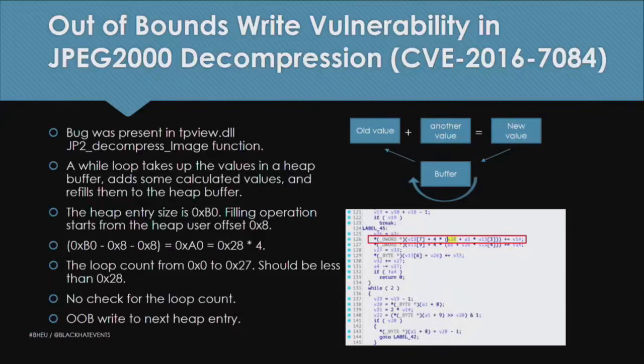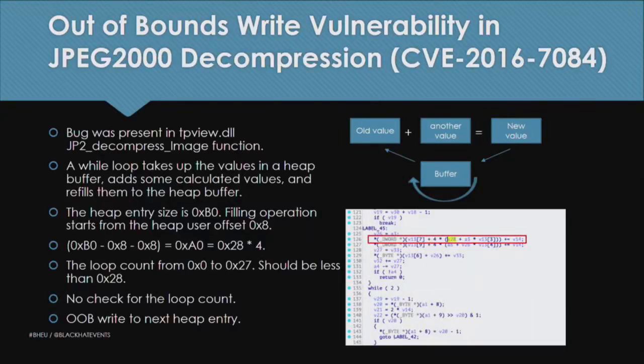In this function, there is a while loop that takes the values in a heap buffer, adds some other data, then fuses them to itself. The loop will do the same operation for the whole heap buffer. The heap entry size is hex B0. The filling operation starts from the heap user offset 8. Every value type is a word type.